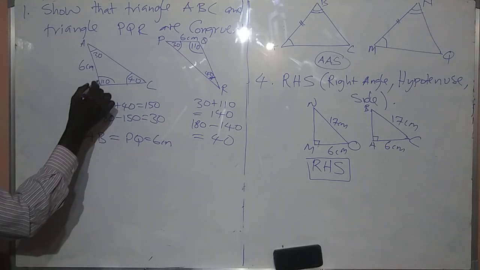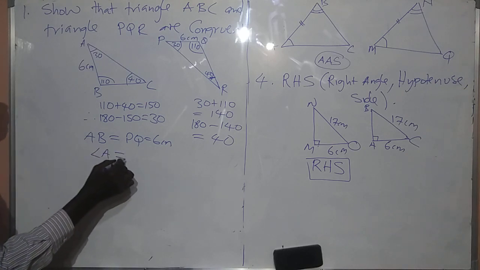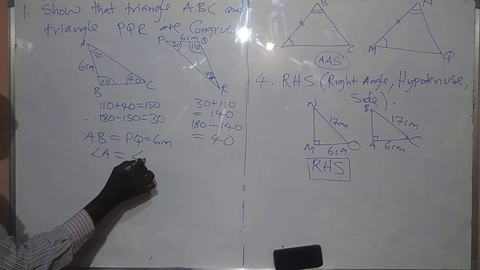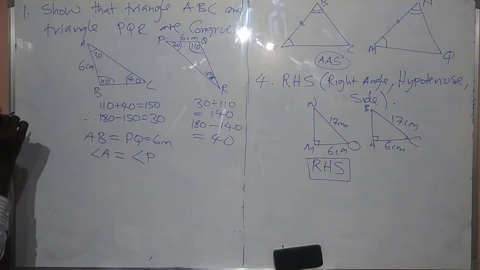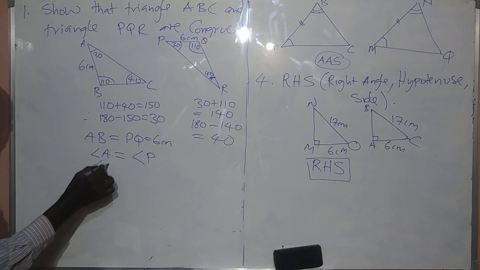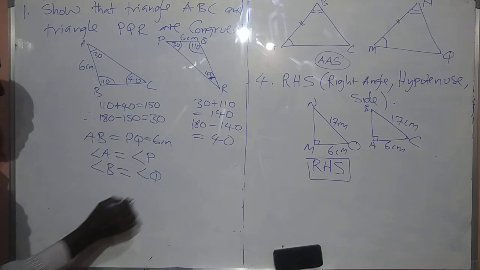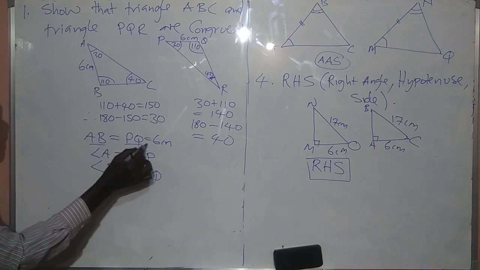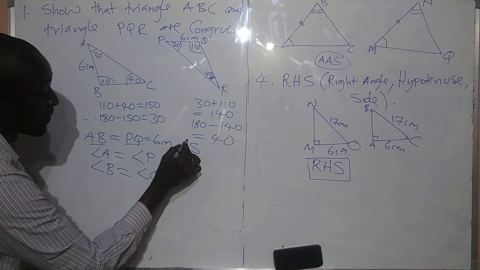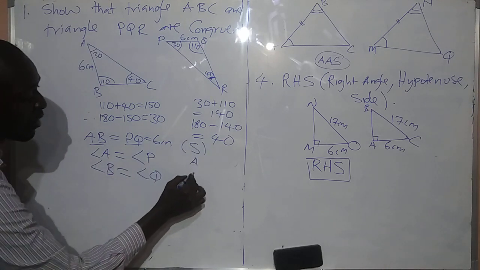So the angle A is equal to angle P. The angle A is 30, P is 30. Then the other one is angle B here, which is equal to angle Q. So here's what we have now. The first one, we are looking at the sides, so we have side. And then here we are looking at the angles that are the same, so we have angle, angle.